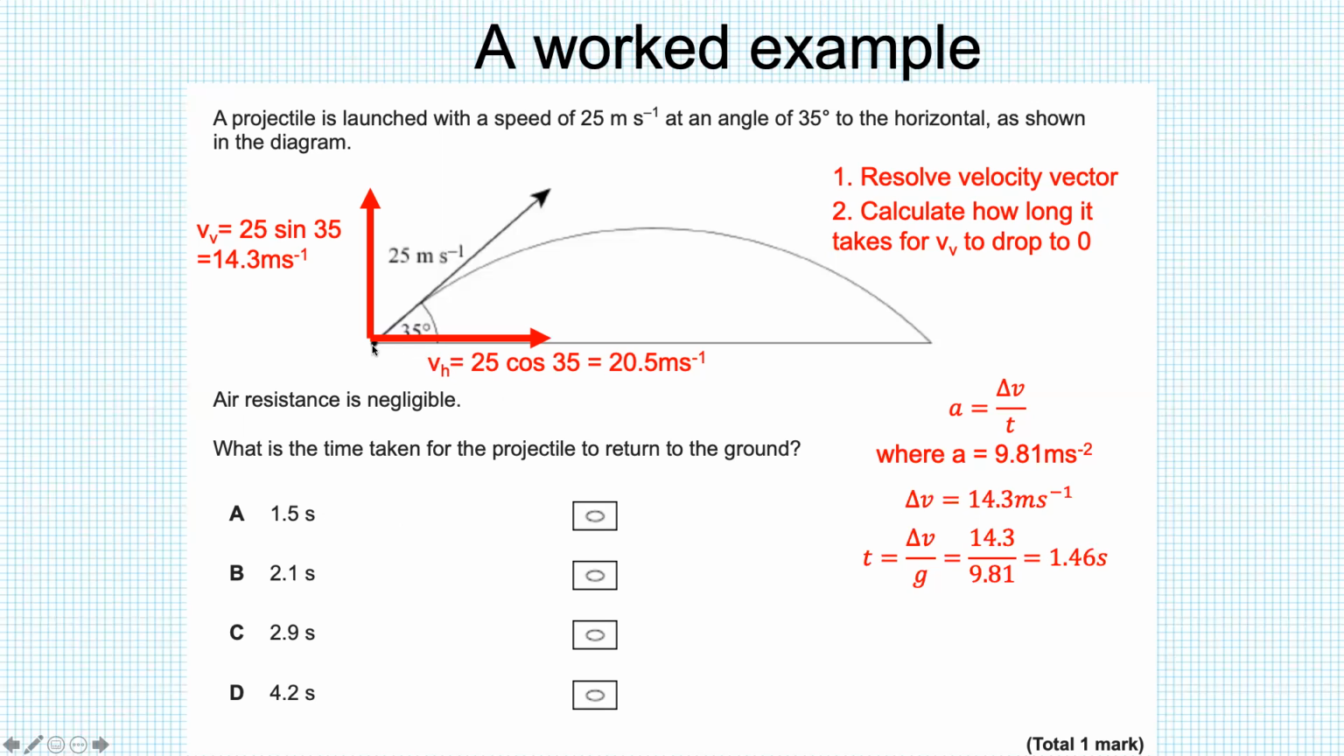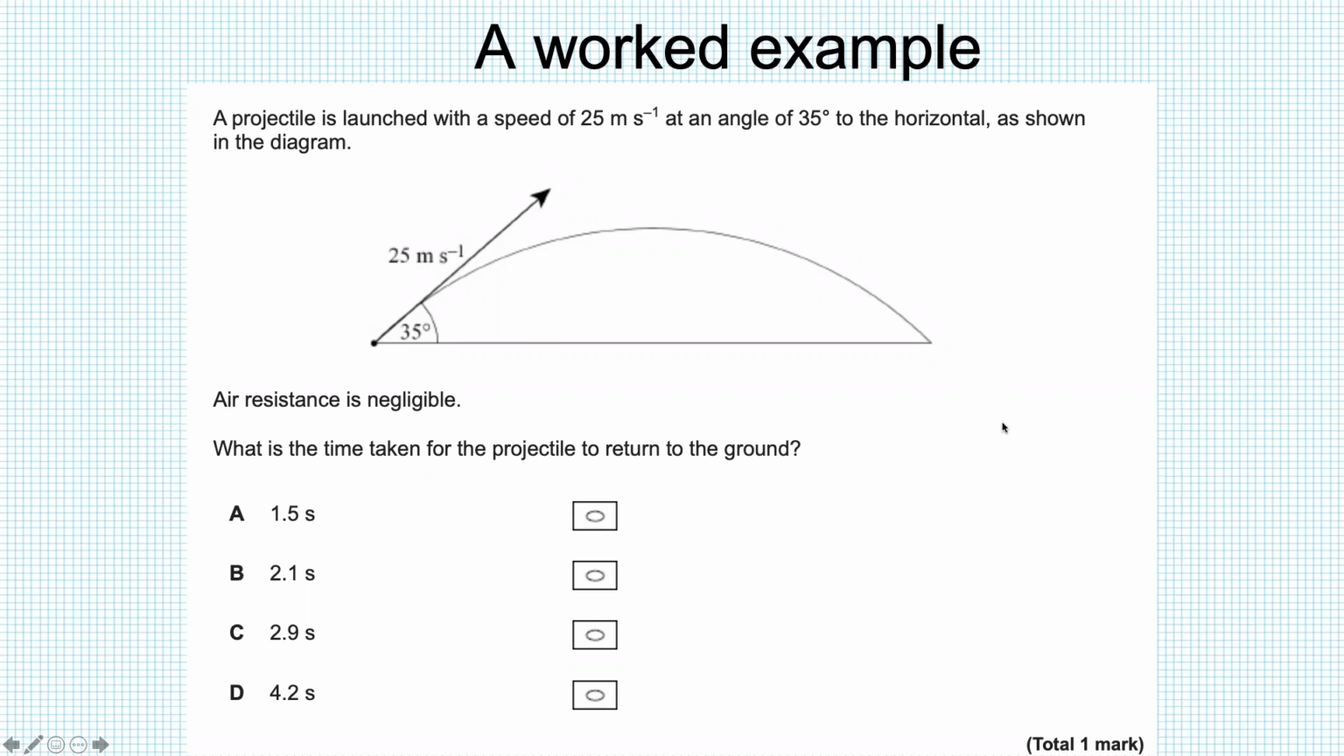We've worked out how long it will take for this object to go up to here. So that is actually half of the journey. So the next step we need to do is basically multiply that time by 2, which gives us 2.9 seconds. And here we go, we've got a lovely 2.9 seconds. There's your answer. Bob's your uncle. All done.